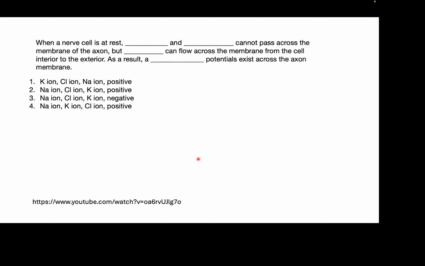Okay, moving to the next question, we have: when a nerve cell is at rest, blank and blank cannot pass across the membrane of the axon, but blank can flow across the membrane from the cell's interior to the exterior. As a result, a blank potential exists across the axon membrane. So if you remember the action potential video and the things which we have discussed before the beginning of this lecture, you will be able to answer this.